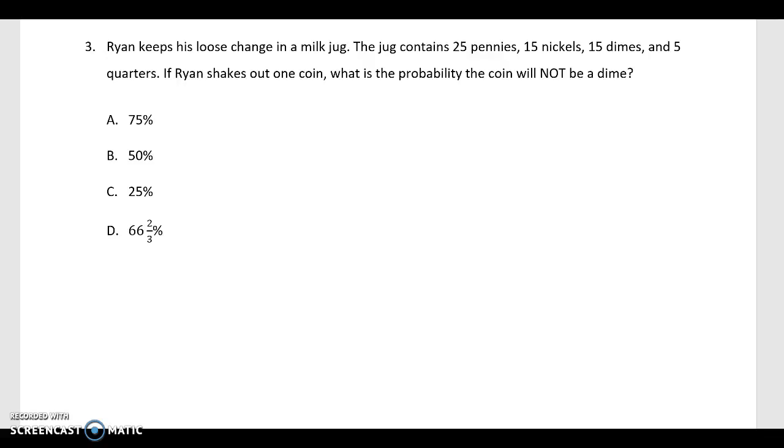Okay, so probability of not a dime. So not a dime. All right, to see it better, I'm going to list them out. So 25 pennies, 15 nickels, 15 dimes, 5 quarters. So I'm looking for not a dime, right? And then we always put our total on the bottom.